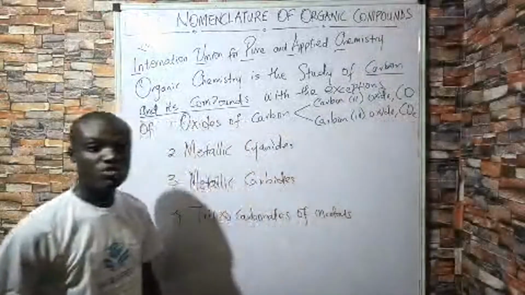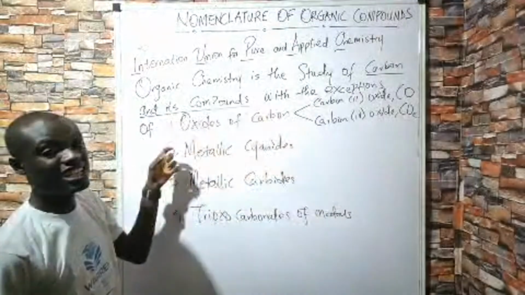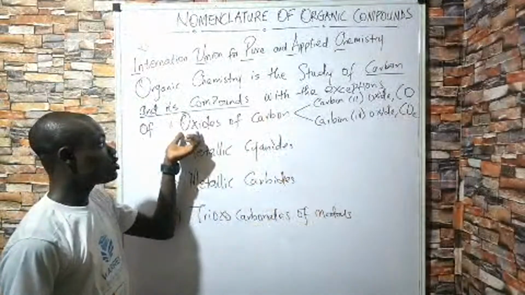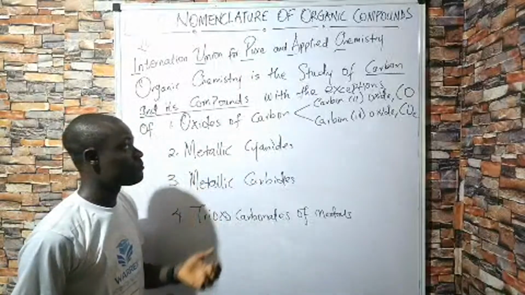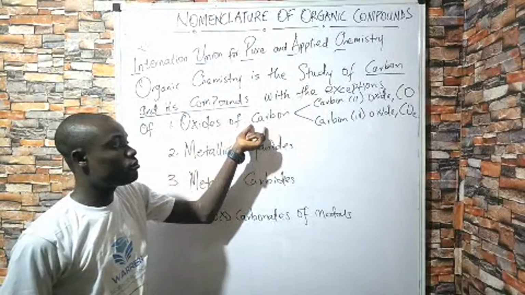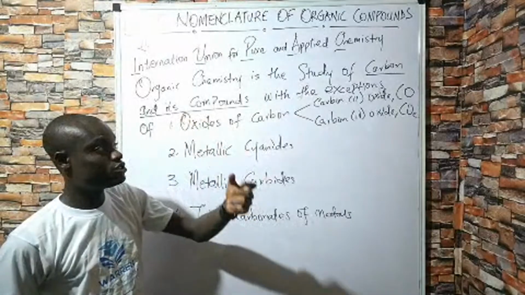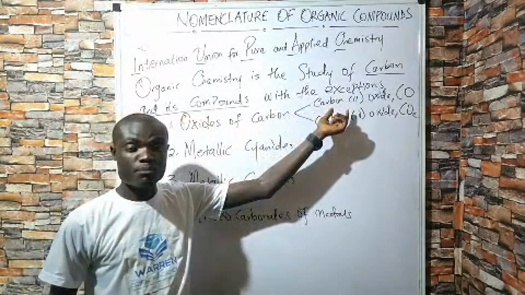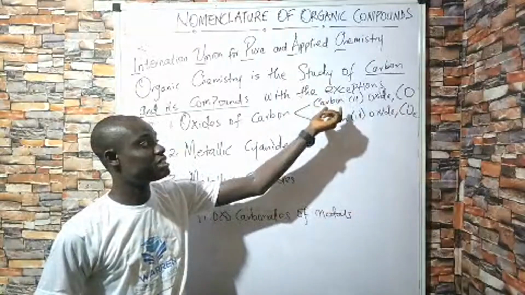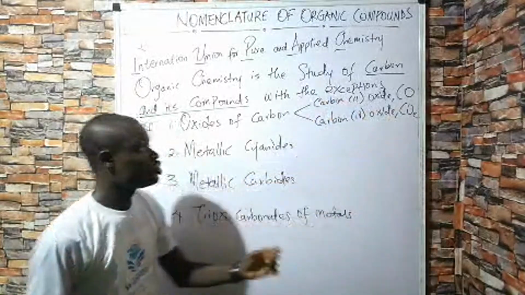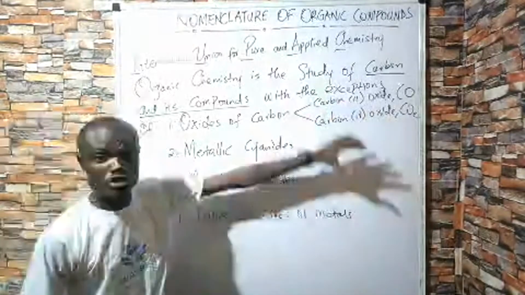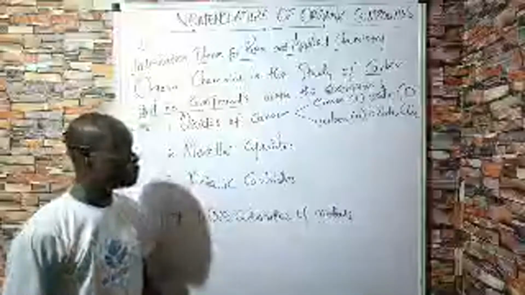So one of the things we don't study in organic chemistry are the oxides of carbon. Oxide simply means when oxygen is combined with another element. So when oxygen is combined with carbon, we have carbon oxide. Good examples are carbon(II) oxide, which is CO, and carbon(IV) oxide, which is CO2. We don't study those two in organic chemistry because they are not organic compounds; rather, they are inorganic compounds.